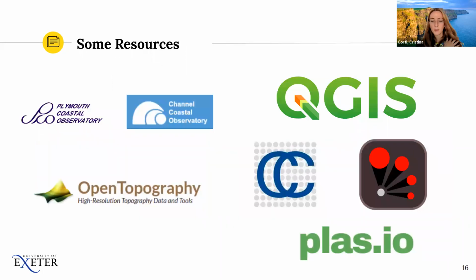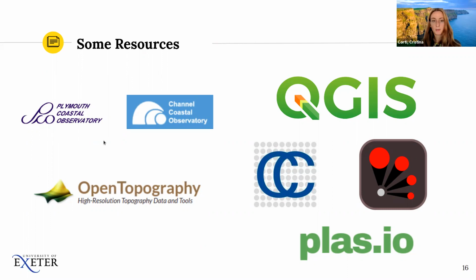Okay, so I put here some of the resources, obviously PCO and CCO, but there's also another portal that I became aware of a couple of years ago called Open Topography, and they have lots of tutorials on how to work with point cloud data, but also they have a tool that works with the data that they have on their server without the need for you to download it, and it just does the 3D change analysis on the fly, basically on their server.